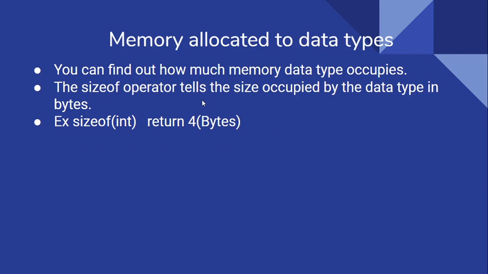The last topic is memory. See how the memory is allocated to the data types. Have you ever imagined how the compiler allocates a specific memory area to a specific data type? Let's understand. To find out how much memory is allocated, we have an operator called sizeof. This sizeof operator tells us the memory occupied by the data type in bytes. It returns the value in bytes.